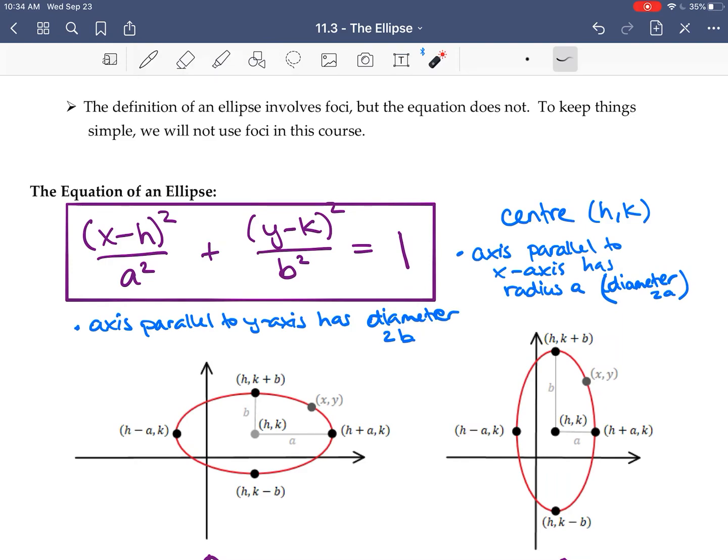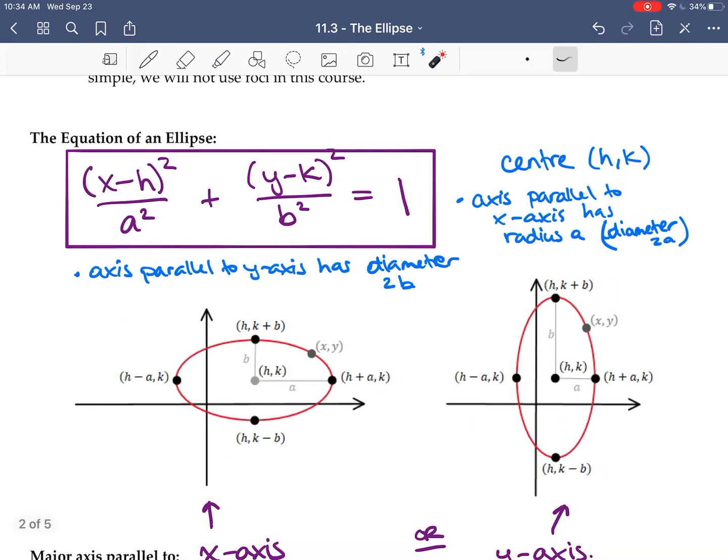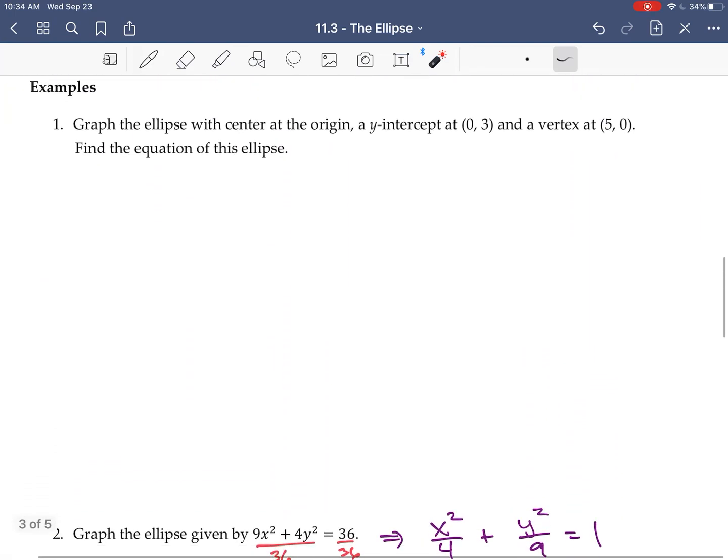Okay, so you can't tell which one's the major and which one's the minor. Those go with whichever one is bigger. So in this first picture, a is bigger, so a is the major axis, and b is the smaller one, so it's the minor axis. But in this picture, b is the bigger one, so it's the major, and a is the minor. Okay, so let's do an example.